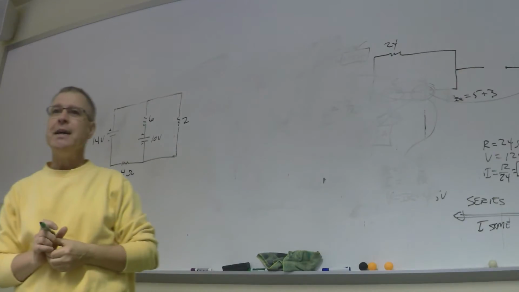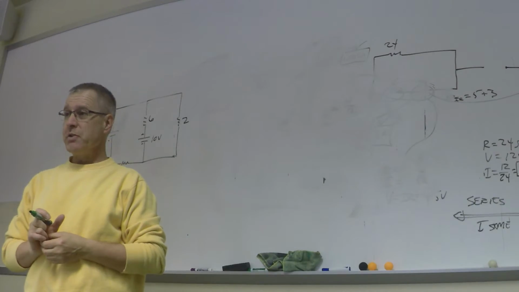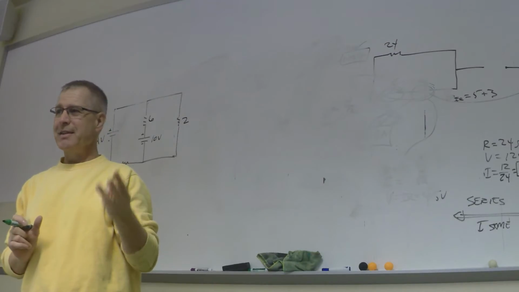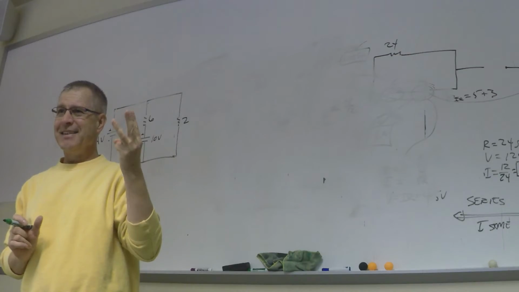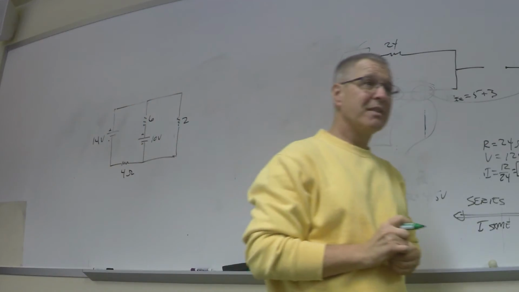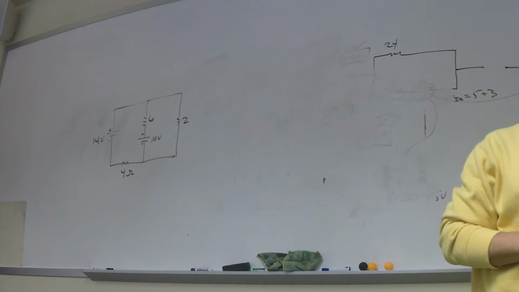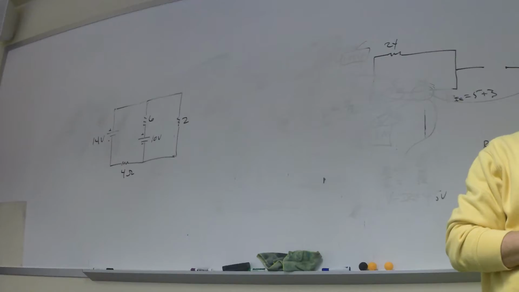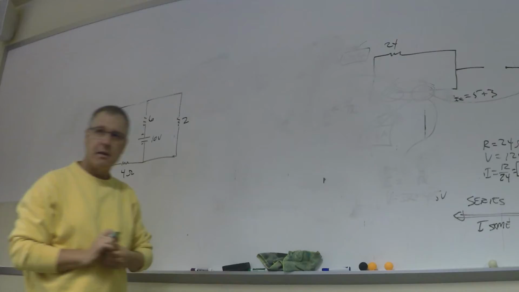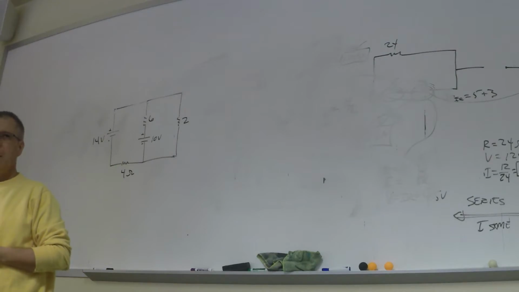If I have 3 unknowns, how many equations are we going to need to figure out those 3 unknowns? 3. Same number of equations as unknowns. So we're going to come up with a technique that's going to give us 3 equations for 3 unknowns for a circuit like this.